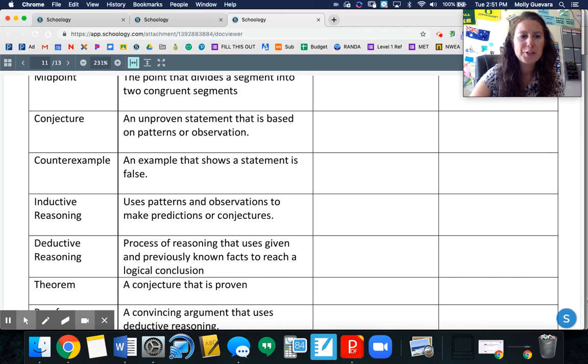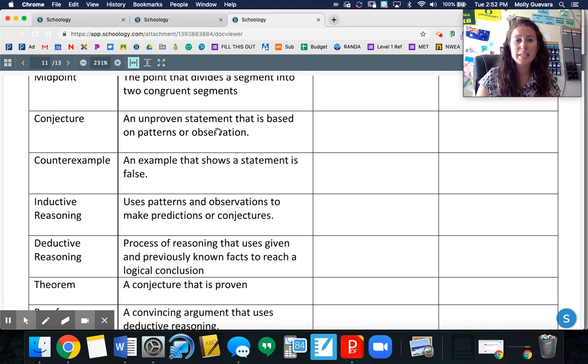All right, so our first term here is conjecture. So a conjecture is an unproven statement that is based on patterns or observations. So if I gave you a pattern of 1, 3, 5, 7, you would probably say that the next number in that pattern is 9. You have no way to prove that that is the next number, right? But you're making that assumption based on a pattern that you see or an observation that you see. So we're actually not going to write anything here, but just know, a conjecture is unproven, but it's a statement that's based off of a pattern, okay?